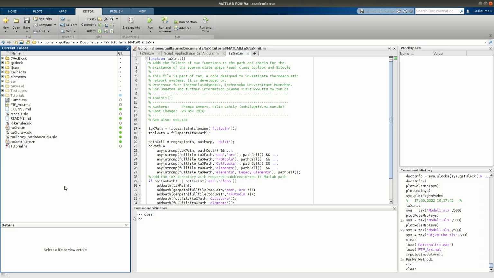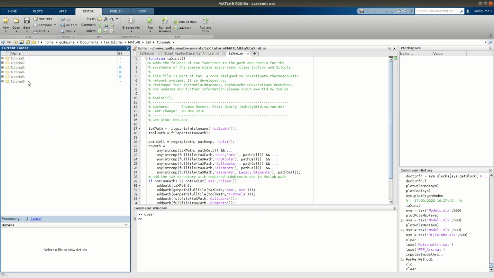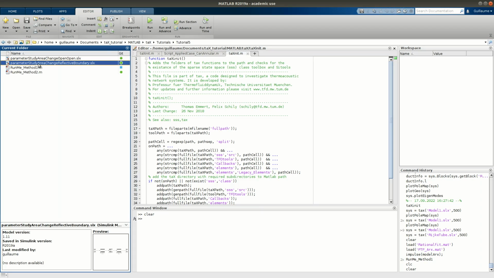Welcome back. In this video we will see how to change parameters in your models to investigate, for example, stability of your system when changing multiple parameters. So let's open tutorial 5 and we will look at the parameter study with the reflective boundary.